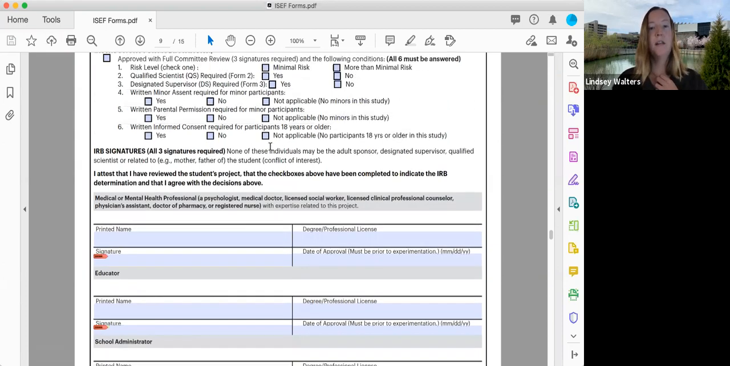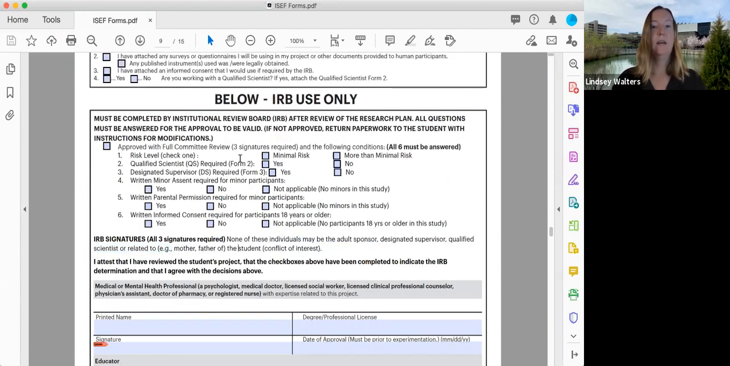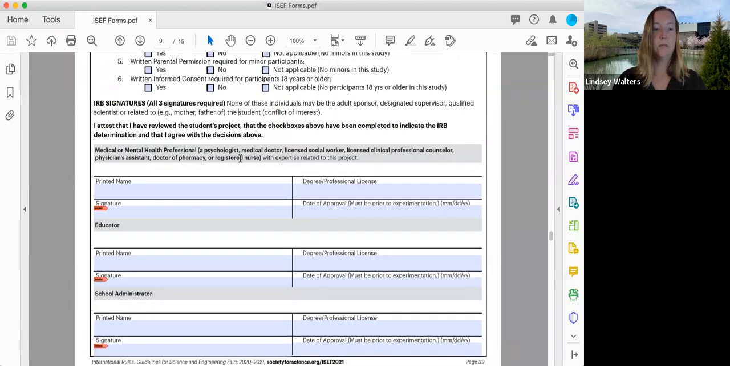And notice that none of the individuals that are on the IRB committee may be the adult sponsor, the designated supervisor, etc. So no parents, no teachers. It has to be people who are independent of the research.